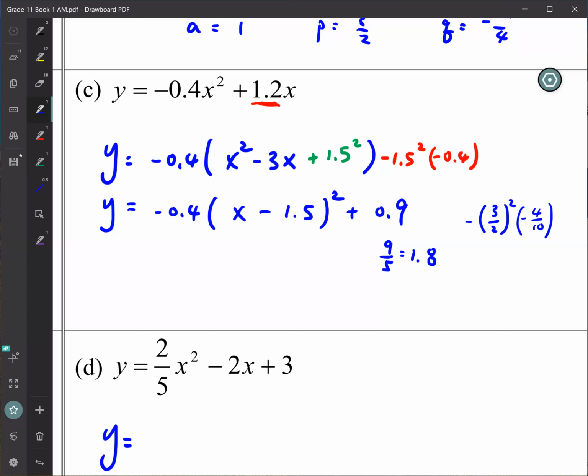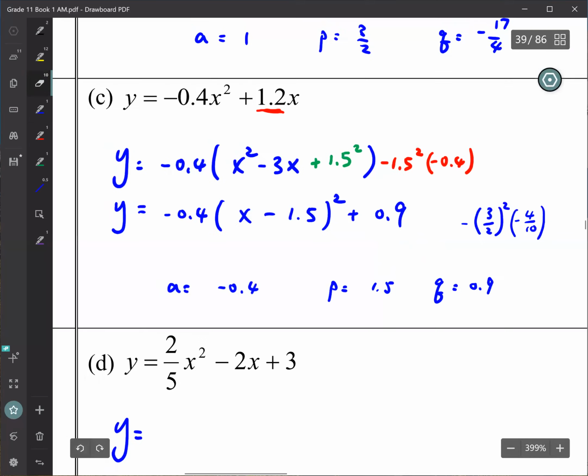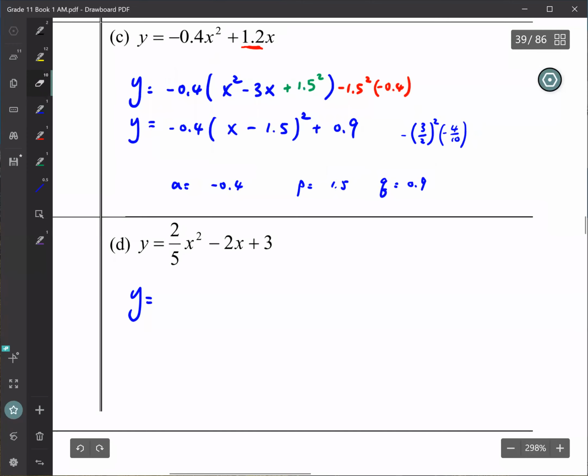Yeah, I got the 0.9. Yeah, good. Okay, very good. So our A, P, Q: A is negative 0.4, P is 1.5, Q is 0.9. Okay, last one. If you finish, please raise your hand. Question D.